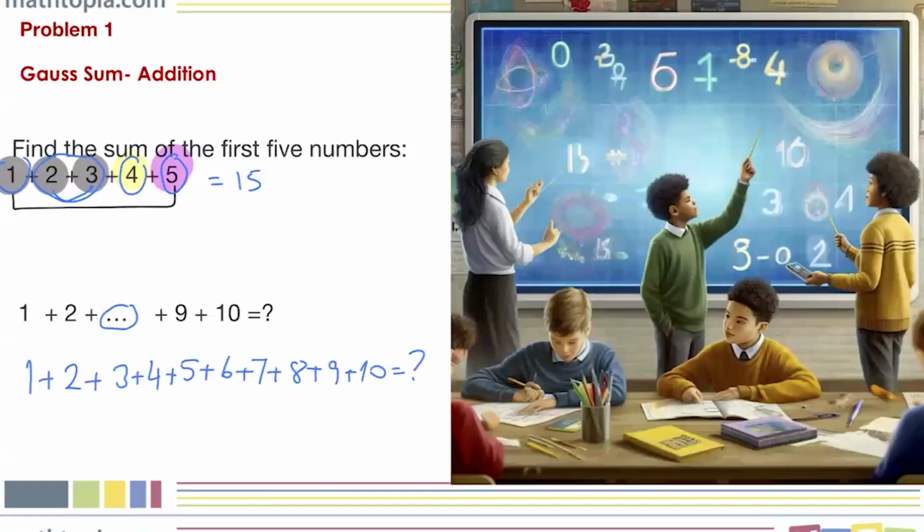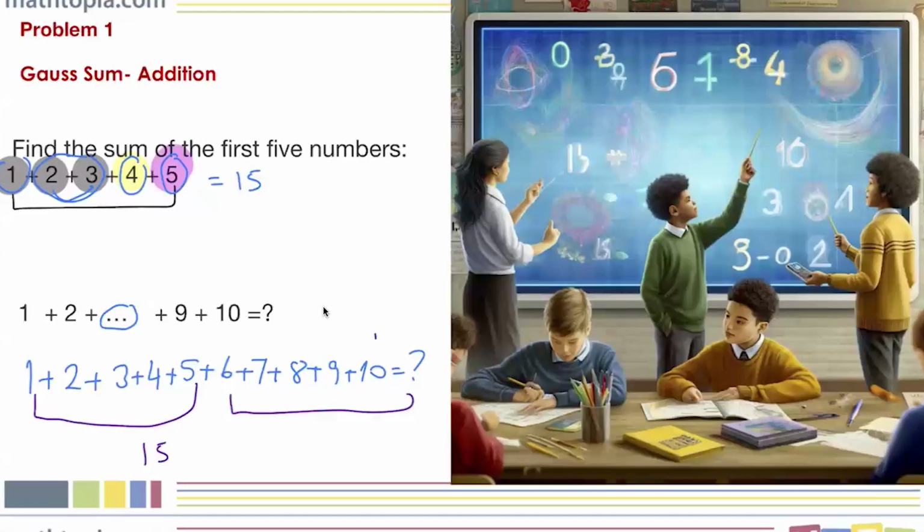Is there an easier way to add the first 10 numbers without adding them? Yes. I learned it a different way. Like, 1 plus 2 plus 3 plus 4 plus 5 equals 15. And those plus another one is probably 30, because 15 plus 15 equals 30.